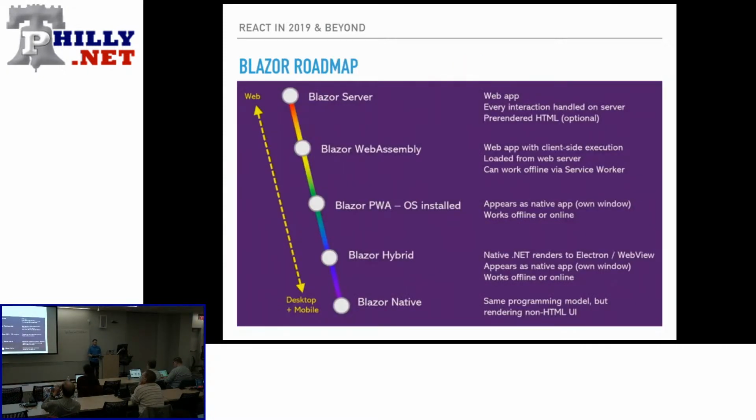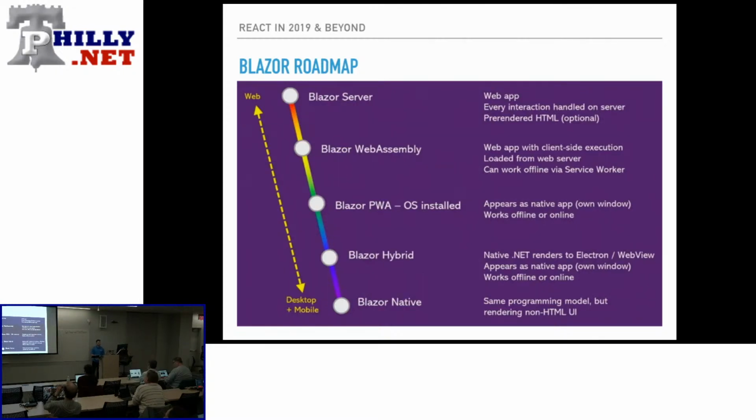So here's that Blazor roadmap that I did talk about. We have Blazor on the server now. Every action is handled by the server, and you can pre-render HTML to make things a little faster. WebAssembly is the next step where we have things running on the client side, where it's loaded from the web server. So that's similar to how many React applications work today. And it has service worker support, or will in the future. I can't tell from this roadmap, actually.